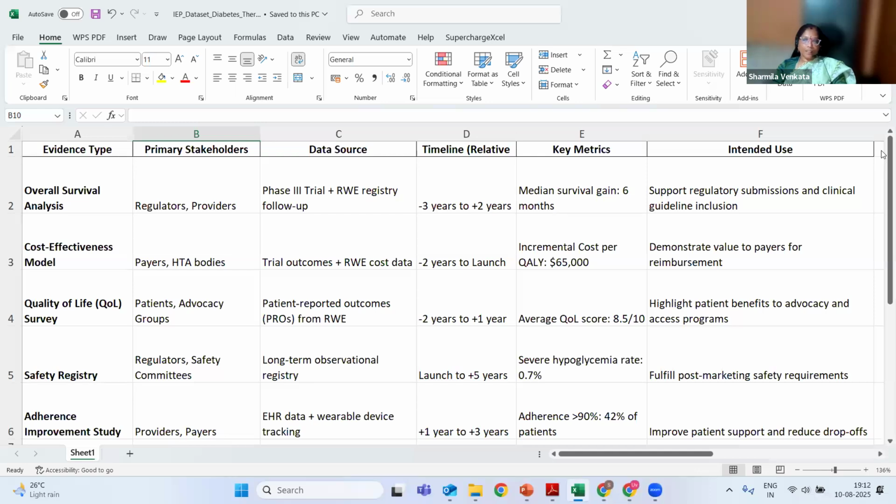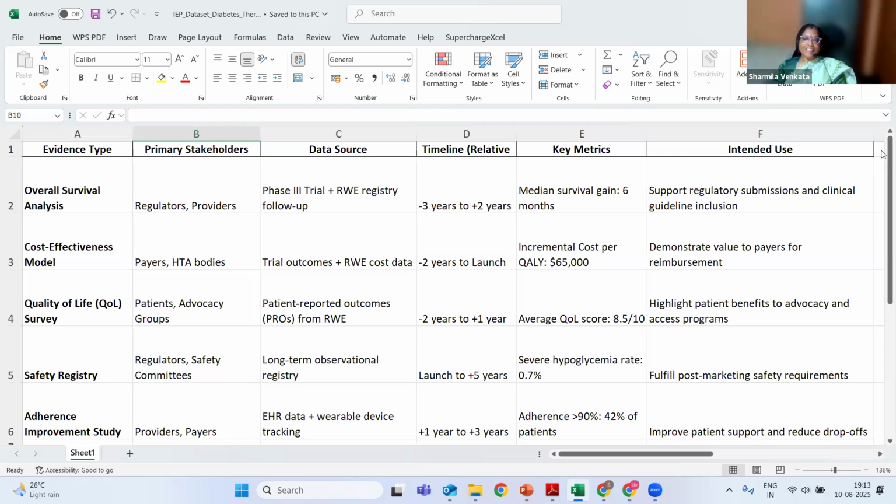So here we can see even the best drug fails if patients don't take it consistently, right? Using EHR data and wearable devices, we identify adherence patterns: who is sticking to the regimen and who isn't. So finding that 42% of patients achieve more than 90% adherence helps us target interventions, like reminder apps, counseling, or cost support to boost those numbers and improve outcomes.